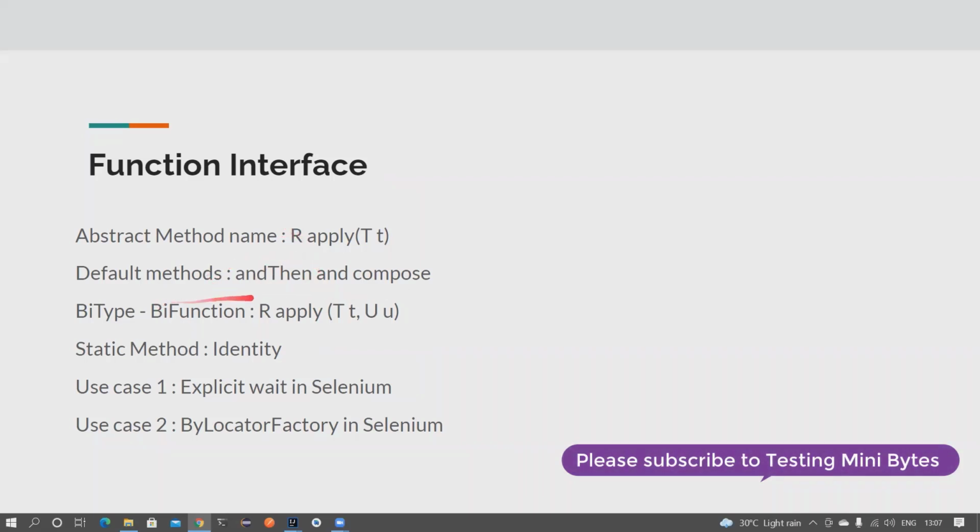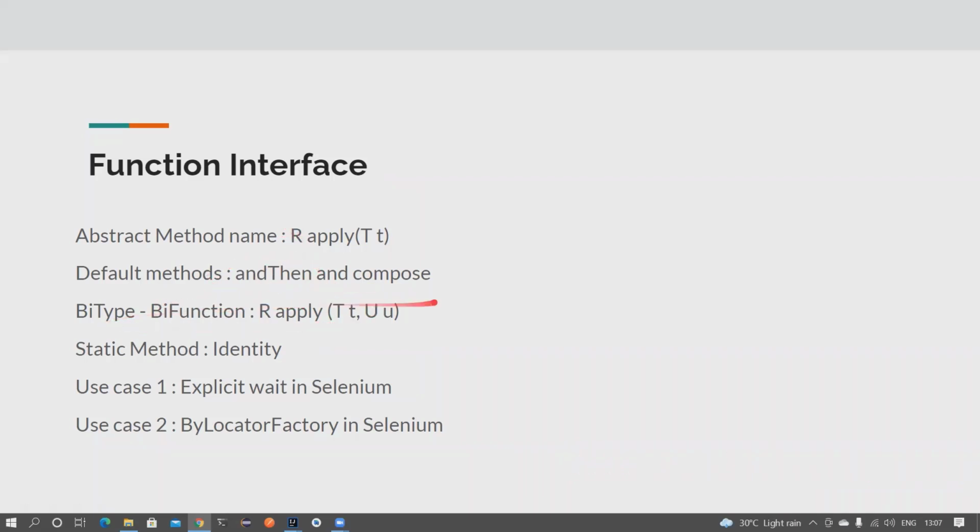Good. It has two default methods, andThen and compose. We'll see about that in detail. It also has a BiFunction which takes two arguments and returns one particular type, right? This R can be anything. Good. It also has a static method called identity, though we don't have a specific use case for that, but we'll also learn about what it is. And in the next video we'll also see how we can use this in an explicit way, in Selenium specific use cases. We'll do that, right?